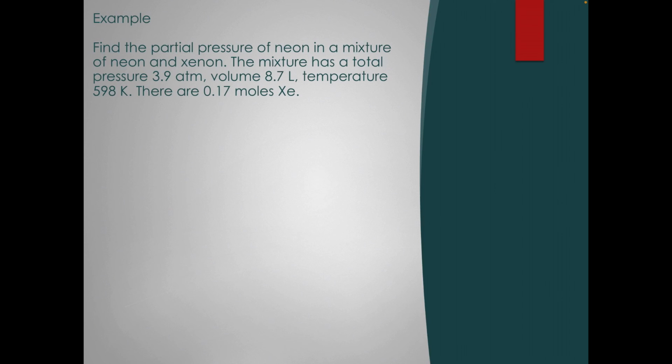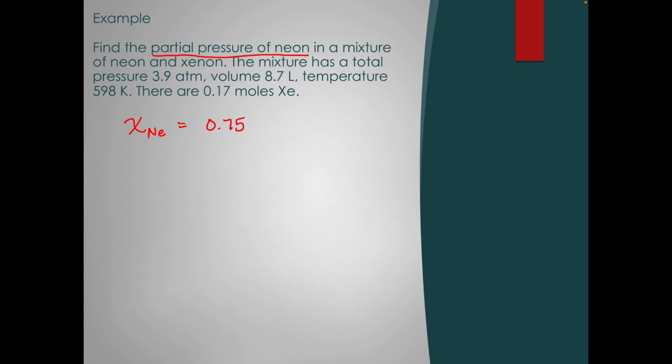So here's another example. This says, find the partial pressure of neon in a mixture of neon and xenon. The mixture has a total pressure of 3.9 atmospheres, a volume of 8.7 liters, a temperature of 598 Kelvin, and there are 0.17 moles of xenon. So this is the same problem we were doing before, except now we want to find the partial pressure of neon in the mixture. In our last problem, we solved for the mole fraction of neon. Our mole fraction of neon was 0.75, and that's it, right? We don't have any kind of units.